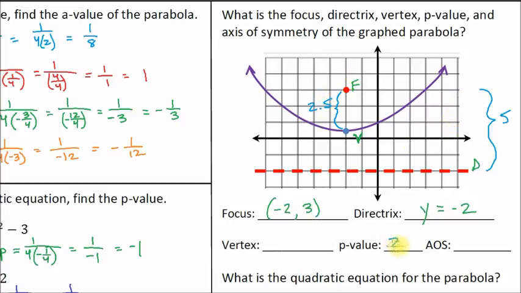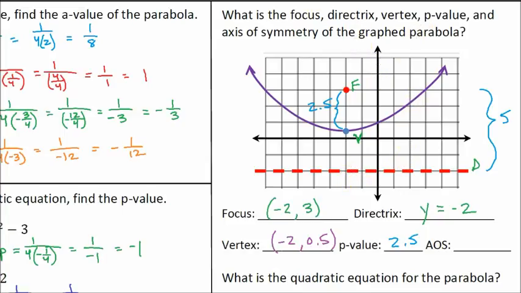That means this has to be a p-value of 2.5. So our p-value is 2.5, and that puts our vertex exactly in between these 2 points, and that means our vertex has to be -2, and this is exactly between the 0 value and the 1 value, so that's going to be +0.5, exactly in between.